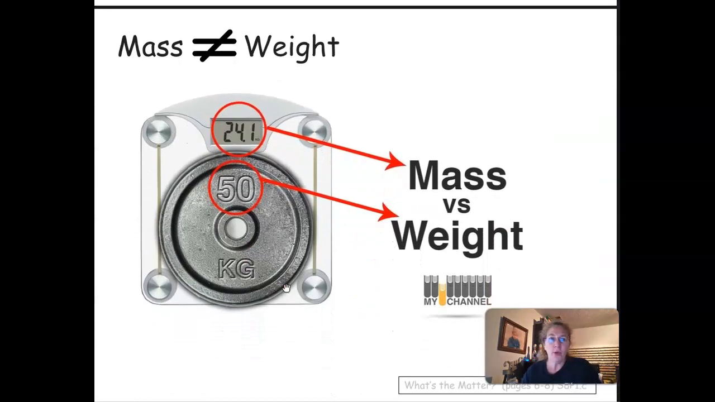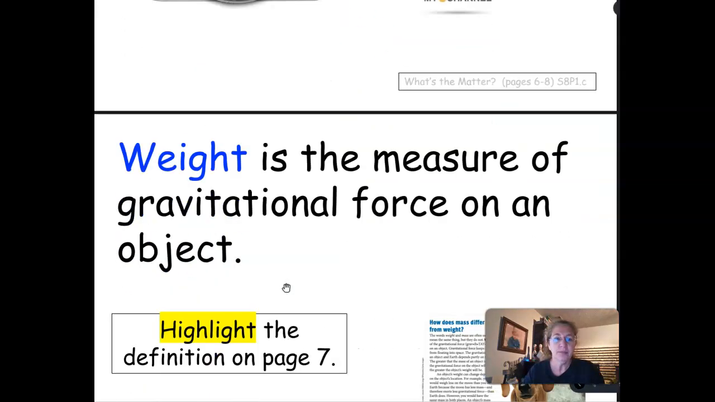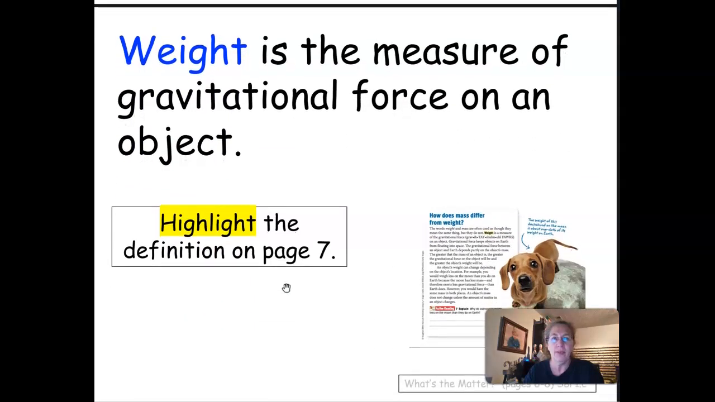We talked about this before, that mass does not equal weight, and that people tend to use them interchangeably, but that's incorrect. Weight is the measure of the gravitational force on an object. Again, highlight this definition on page 7. You're going to be using these parts of your textbook as a reference to study for the assessment at the end of this lesson, so it's important that you're highlighting and taking notes as we go along.